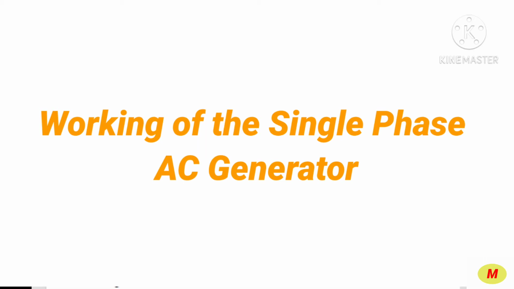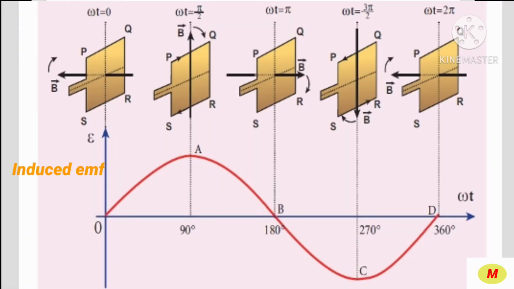Next one is about working of the single phase AC generator. The loop PQRS is stationary and is perpendicular to the plane of the paper. Assume the initial position of the field magnet is horizontal. At that instant, the direction of the magnetic field is perpendicular to the plane of the loop PQRS. The induced EMF is 0. It is represented by origin O in the graph.